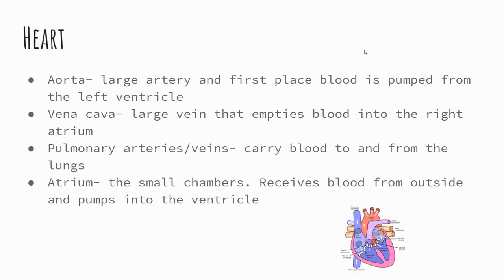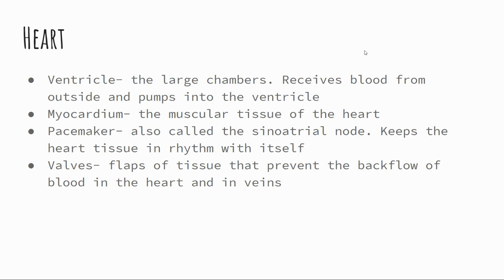Atrium is a small chamber, receives blood from the outside and pumps it into the ventricle. The ventricle are the large chambers, which receive blood from the atrium and pump it out. Myocardium is the muscular tissue that makes up a heart. The pacemaker is what is responsible for keeping the rhythm of the heart. We have one naturally, and of course, you can get one implanted. And valves are flaps of tissue that prevent the backflow of blood in the heart and in the veins.